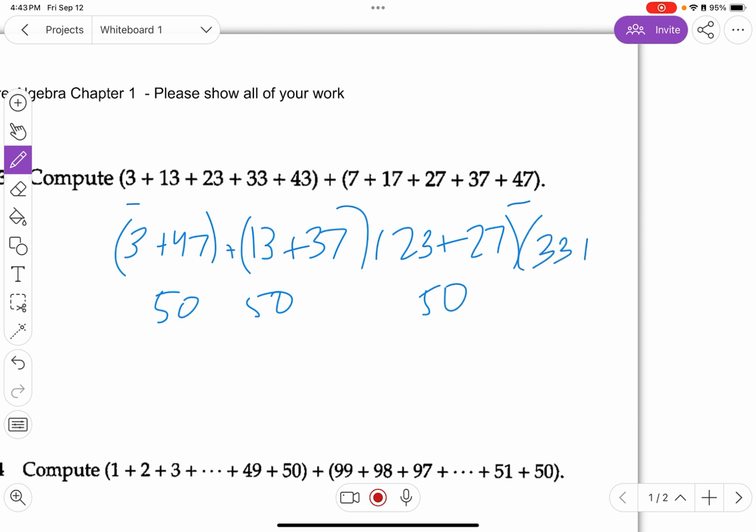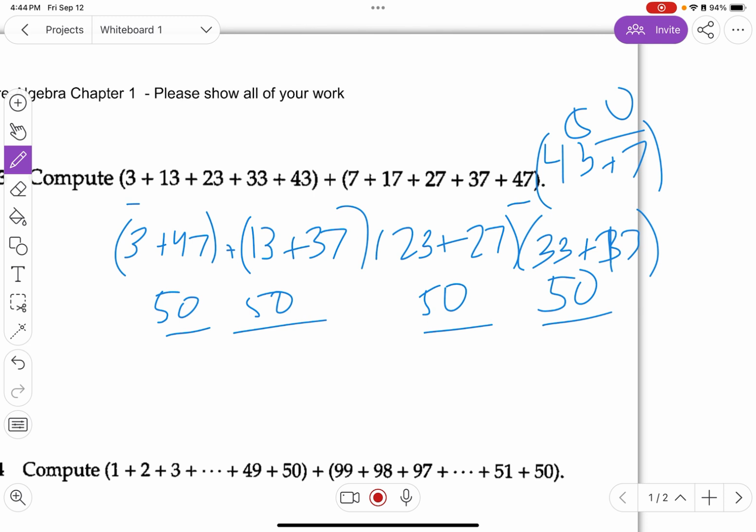33 will pair up with the 37. With the 17, okay, also 50. And finally, we'll pair up the 43 and the 7. 50. And say 1, 2, 3, 4, 5. So we have 50 times 5 equals 250.